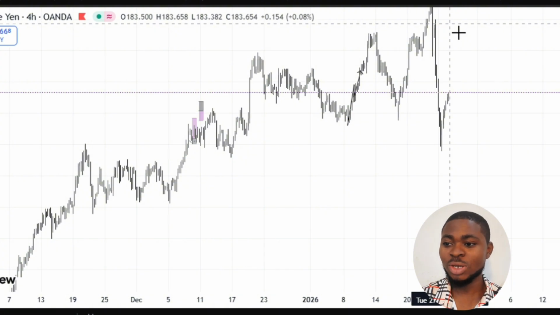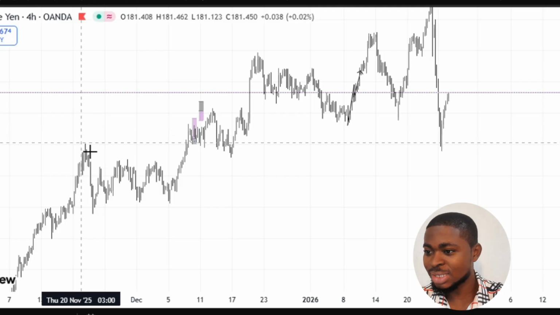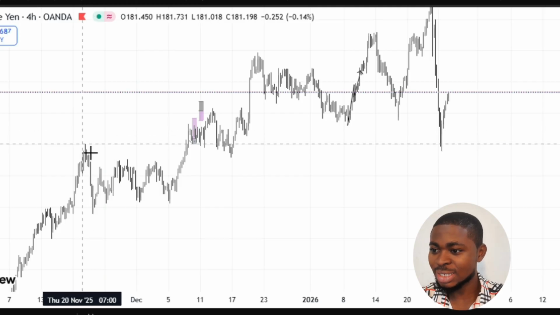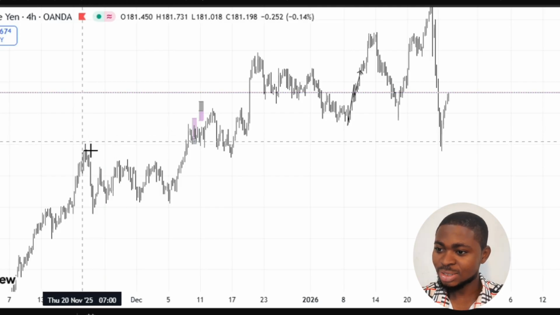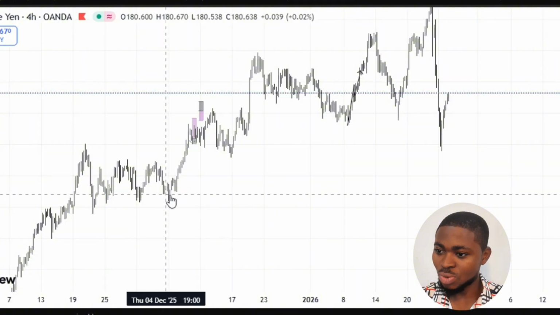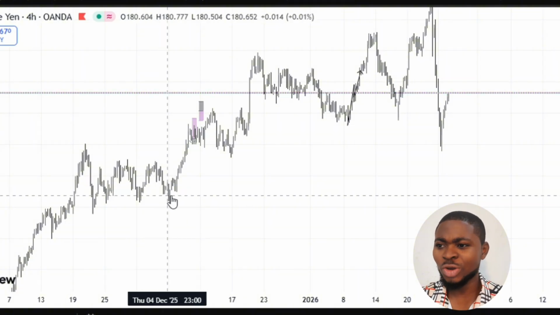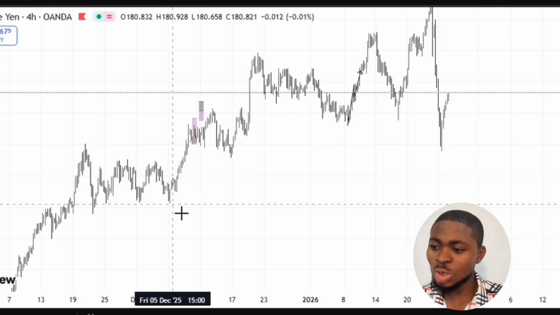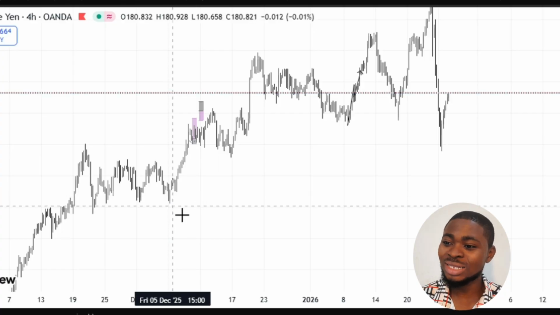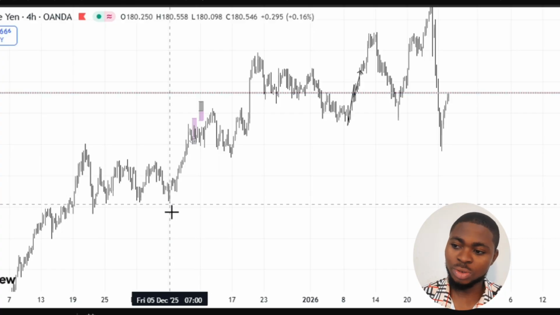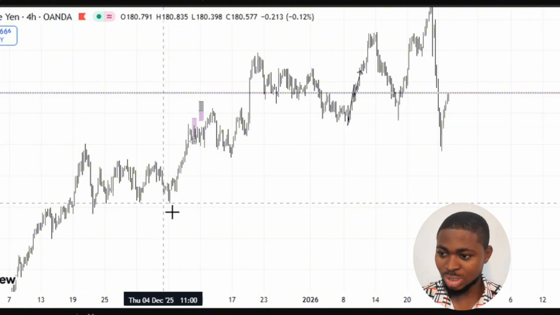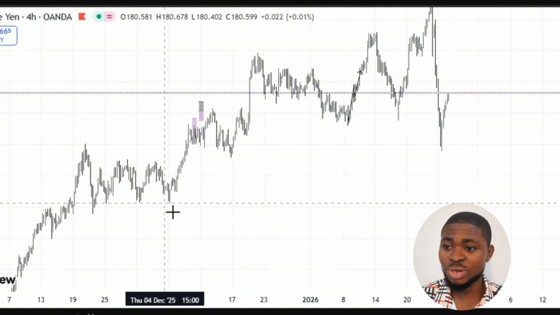The next thing you want to do is to identify clear swing highs and swing lows. Where are your swing highs and where are your swing lows? Your swing highs are this tip right here, this high here. These are your swing lows. Now you're asking me, Zuko, what are swing highs and what are swing lows? Swing lows are the lowest points in price that led to a break of structure.